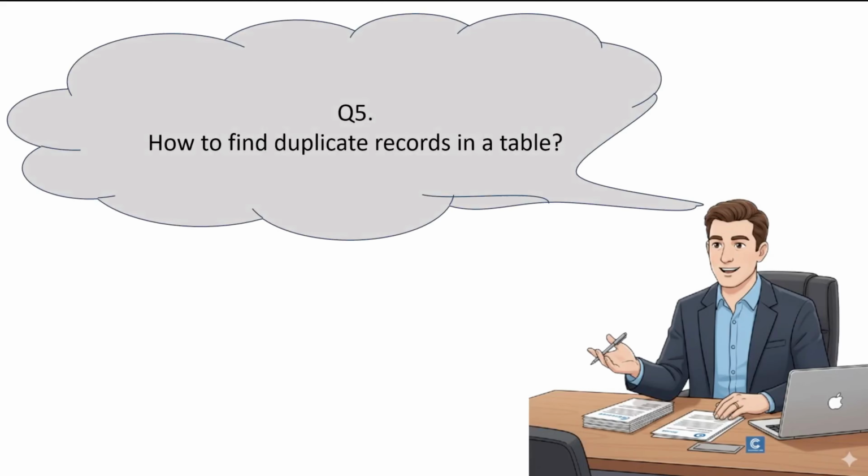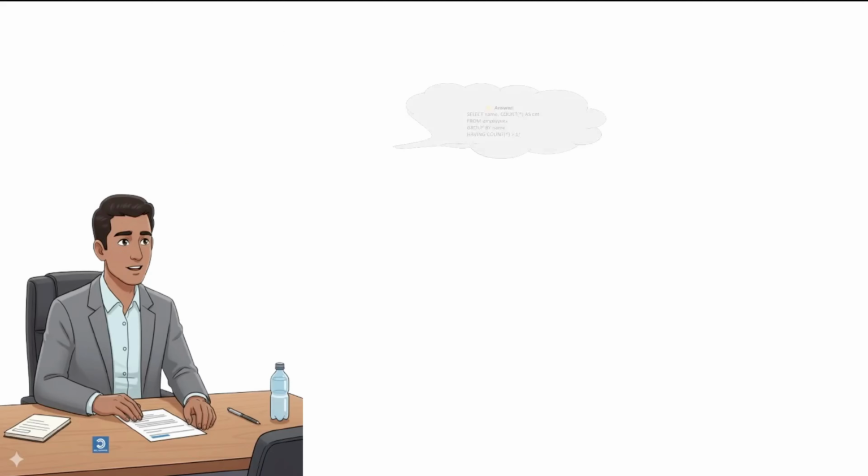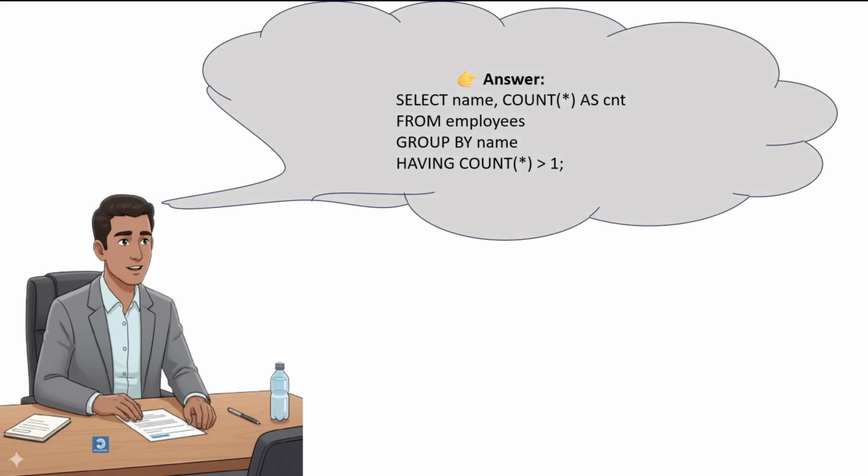Your next question is, how to find duplicate records in a table. So your answer is: SELECT name, comma, COUNT. COUNT is an aggregate function and star. Star is also considered for all data as count. AS is an alias name, a nickname. So AS cnt FROM employees GROUP BY name HAVING COUNT(*) greater than or equal to 1.